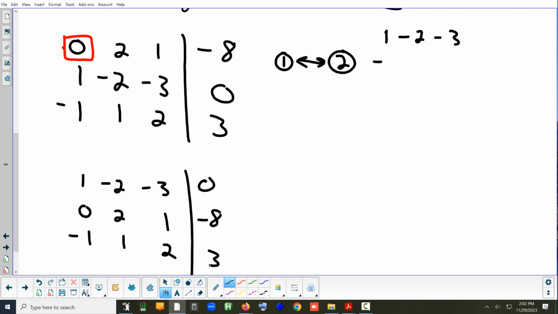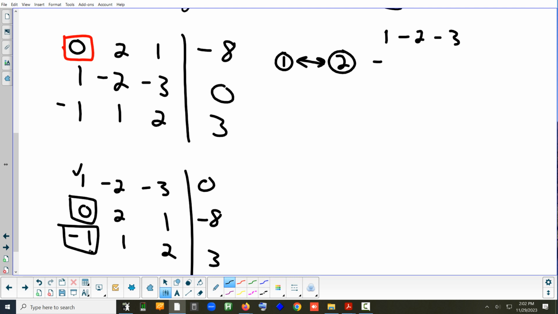So the first step was pretty easy. We got a 1 in this spot. The next thing you want to do is you want to get a 0 here and here. Well, we already have a 0 in one spot. So row 2 is actually fine. We don't have to do anything with it. But I've got to get a 0 in this spot.